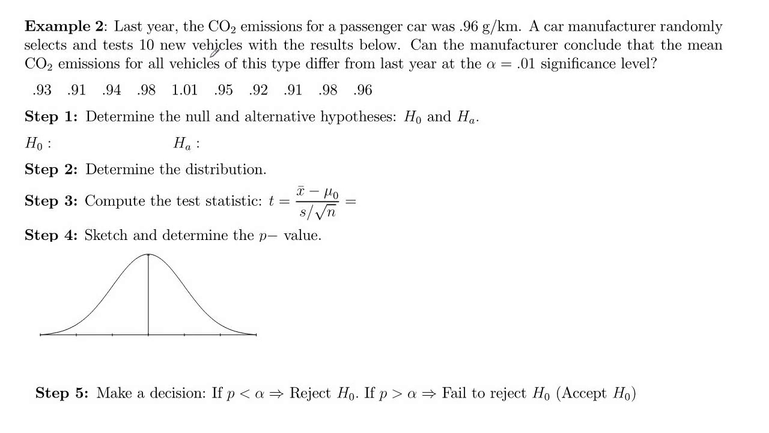Let's look at another example of a complete test here. Last year, CO2 emissions for a passenger car was 96.96 grams per kilometer, and the car manufacturer randomly selects and tests 10 new vehicles. That's going to be our sample size. With the results below, so these are the grams per kilometer of CO2 emissions, can the car manufacturer conclude that the mean CO2 emissions for all vehicles of this type differ from last year? So the mean differs. That's what we want to show.